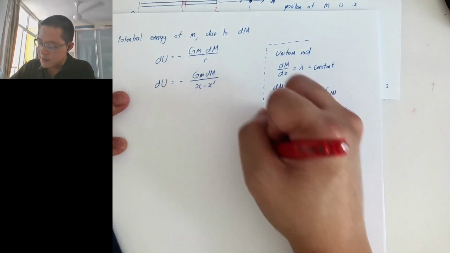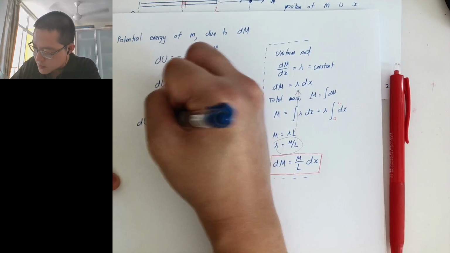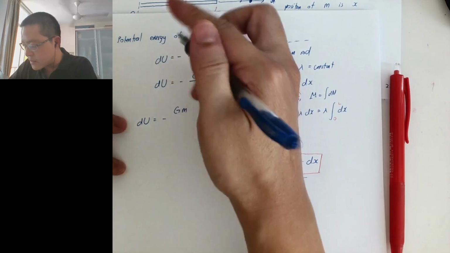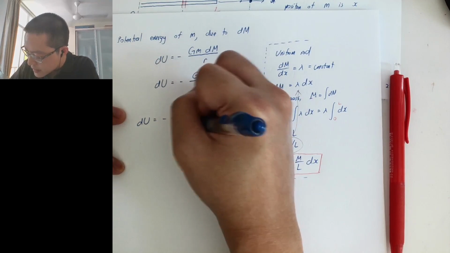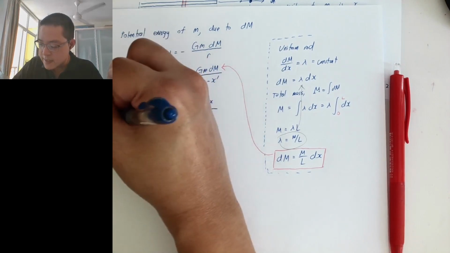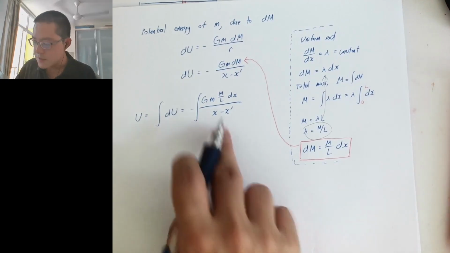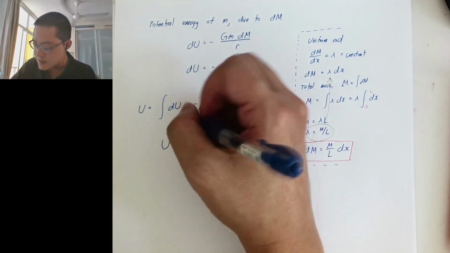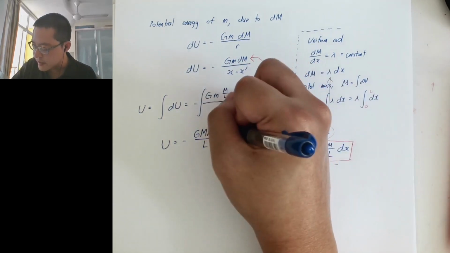Okay, so now I have the expression for dm. We can now put this in here, so that my dU equals negative G m, and then we put the whole thing over here, so I've got big M over L dx, divided by x minus x prime. Once we have the dU, I can easily get the total potential by integrating both sides of the equation. So let us simplify our expressions.